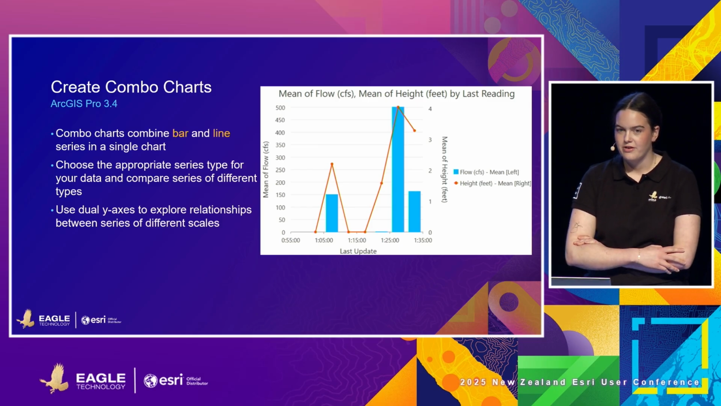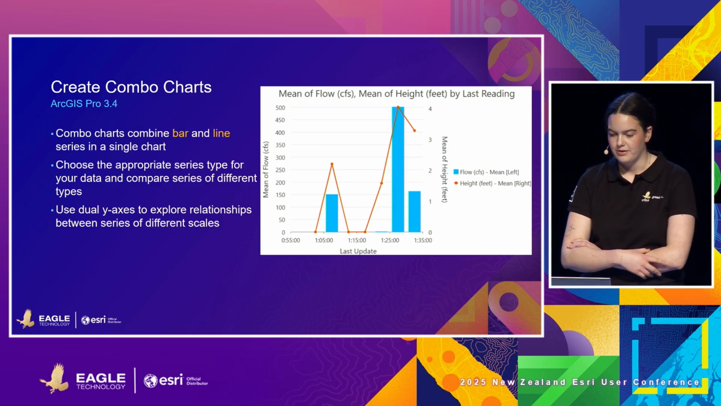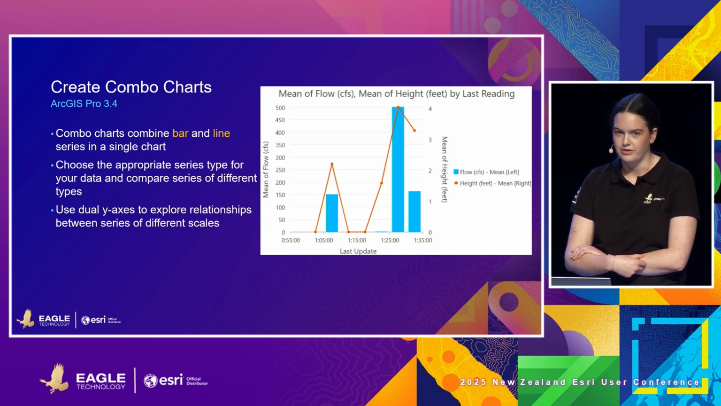We can also now create combo charts, so combining two different types of data and series types into one graph. This provides flexibility to combine both bar and line series in a single chart. And because dual y-axes are now also supported, you can show two different scales, enabling you to show the relationships between trends in different data sets.